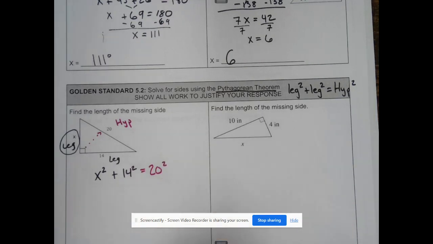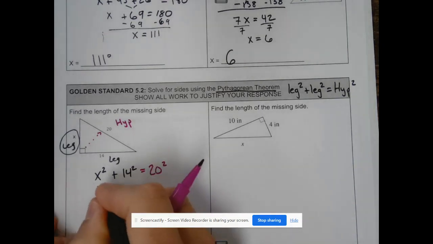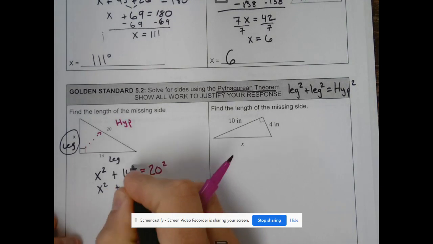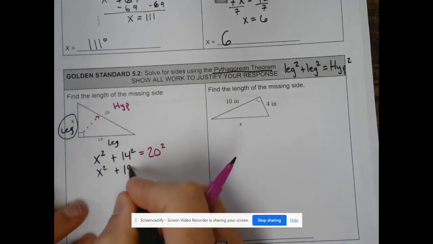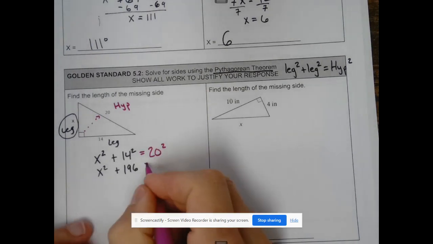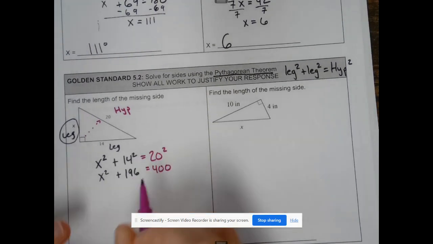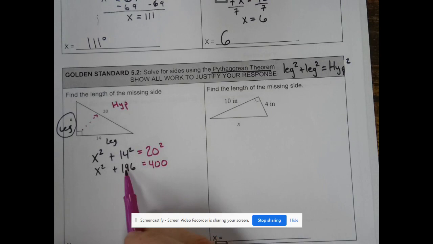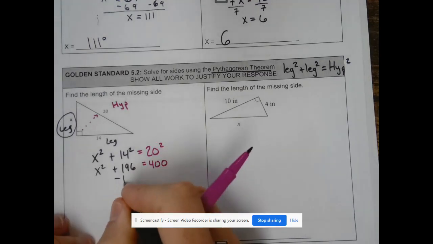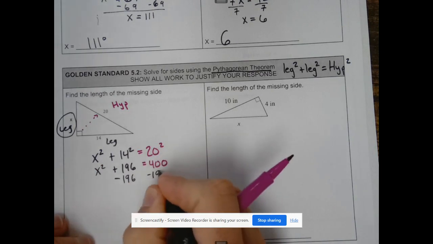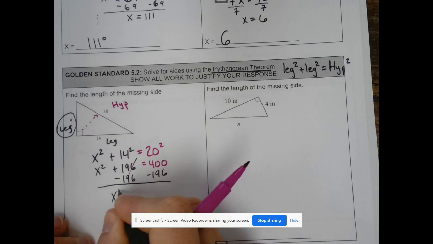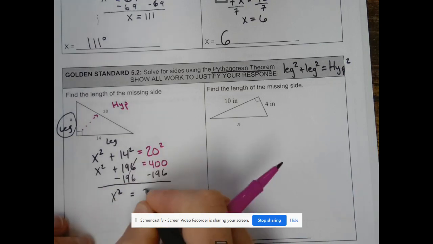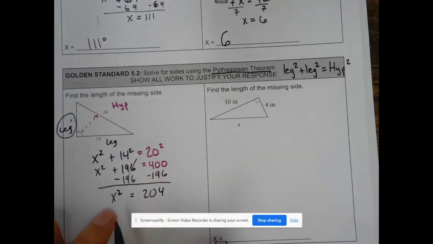is 20. So x squared plus 14 times 14, this little squared means times itself. 14 times 14 is 196, and that all equals 400. So some number squared plus 196 equals 400. So we need to figure out the difference. Subtract 196 from both sides. When we do that, those cancel. x squared equals 204.